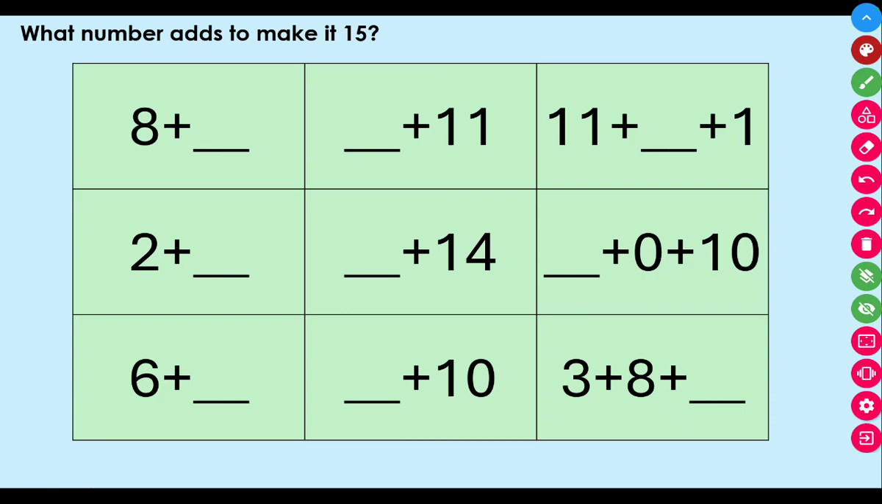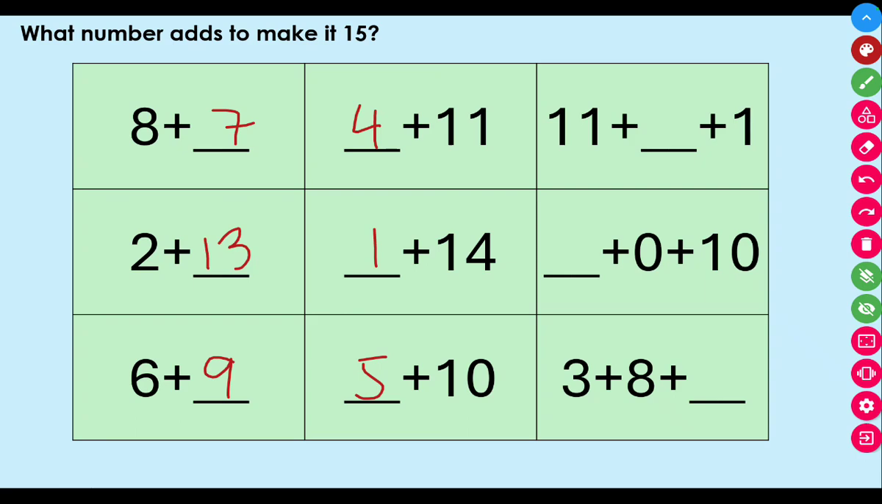Okay, let's start. 8 plus 7 is equals to 15. 2 plus 13 is equals to 15. 6 plus 9 is equals to 15. 4 plus 11 is equals to 15. 1 plus 14 is equals to 15. 5 plus 10 is equals to 15.